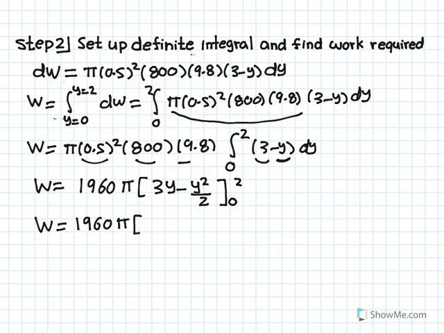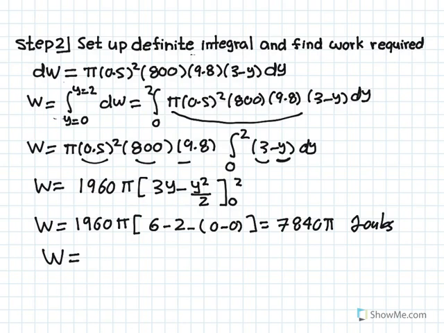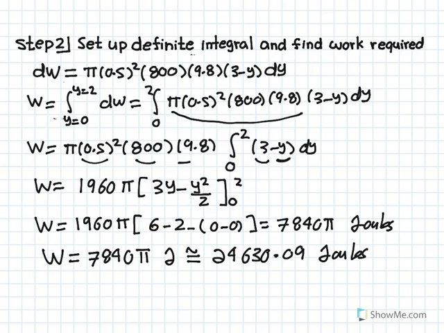Put the upper limit in, applying the fundamental theorem of calculus, we get 6 minus 2 squared is 4 over 2, that's 2. Put 0 in, we get 0 minus 0. 6 minus 2 is 4, 4 times 1960, so if we simplify, we get 7840 pi joules. So the work required to empty out all the oil from this tank is 7840 pi joules. If we decimalize this, it's approximately 24,630.09 joules of work that are needed. This is the work required to pump the oil out of the tank. All right, thank you.